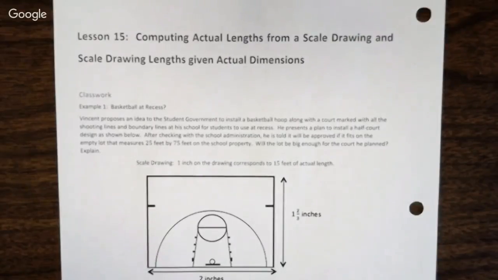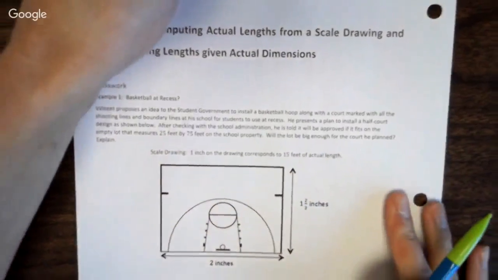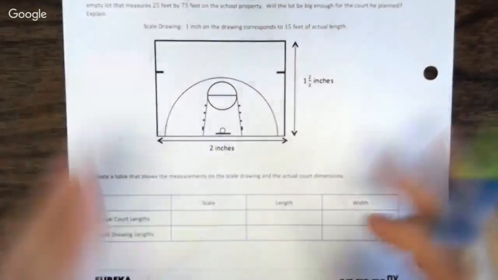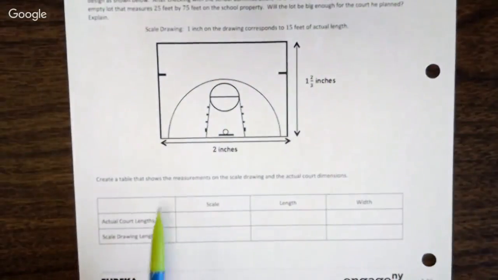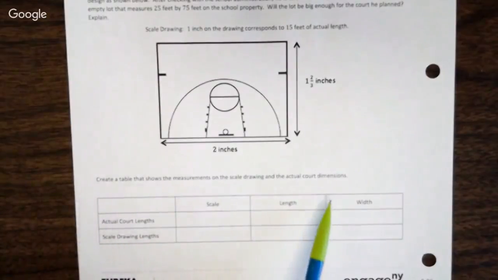We talked about basketball at recess and how Vincent wants to create this basketball court outside so that kids can use it for recess. So here's the drawing again. And the question says, will the lot be big enough for the court he plans? So we have to figure out how big this court actually is because we only have a drawing. So create a table that shows the measurements on the scale drawing and then the actual court dimensions.